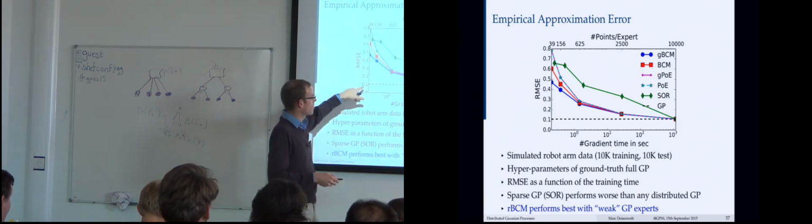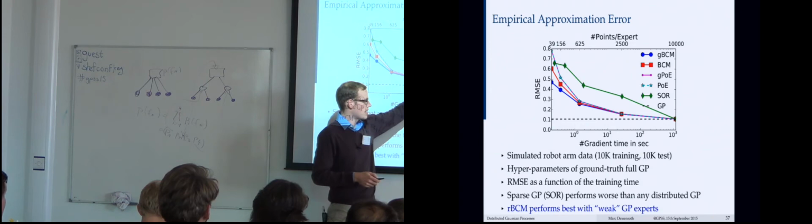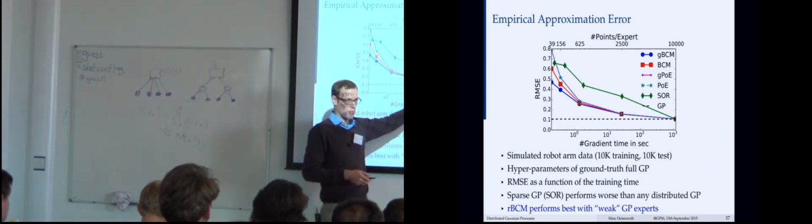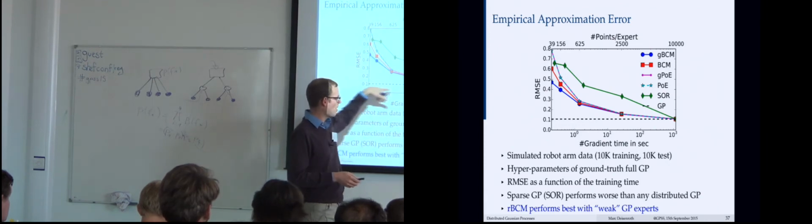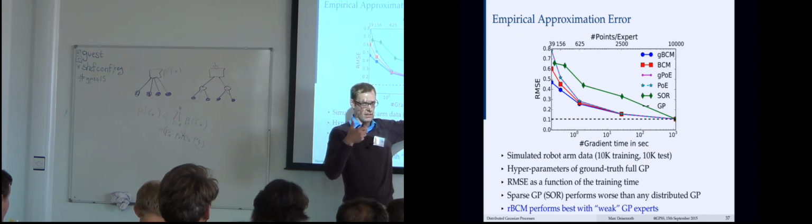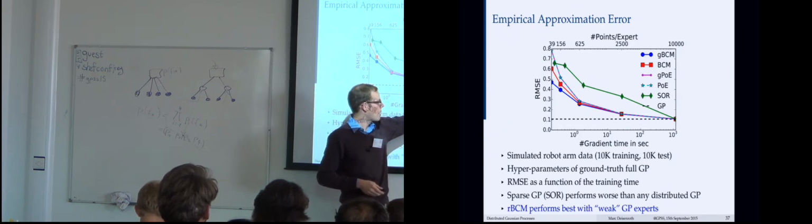Here we have the gradient time in seconds, and this is the RMSE. If we look at the Gaussian process, which is this dashed black line, this is the baseline that we want to have. If we train a Gaussian process, we get an RMSE of about 0.1, and we train for about 1,000 seconds, for computing the marginal likelihood once and the corresponding gradients.